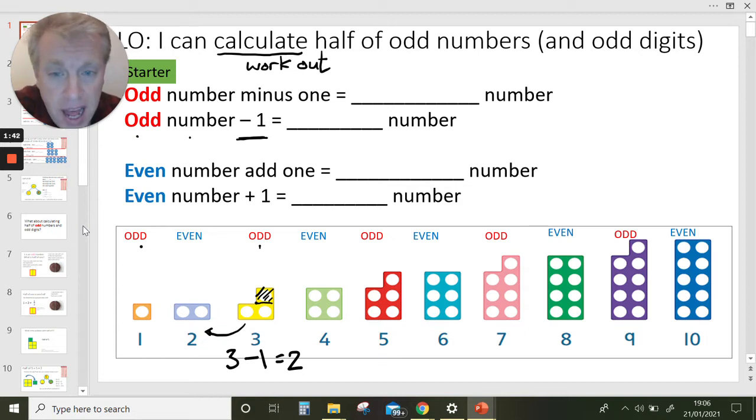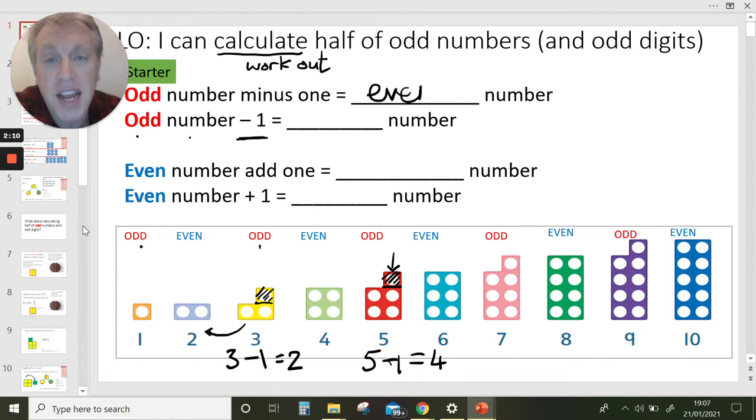Let's see, does it work again? Yes, it does. Here's 5. What's the odd thing about 5? Well, the odd thing about 5 is the extra 1 that doesn't make a pair of 2. If I take away this extra 1, well, 5 minus 1 equals 4, and it's the same shape as 4. So an odd number minus 1 is an even number.